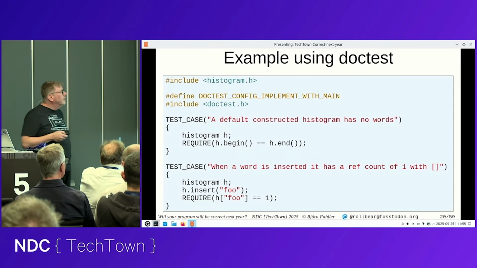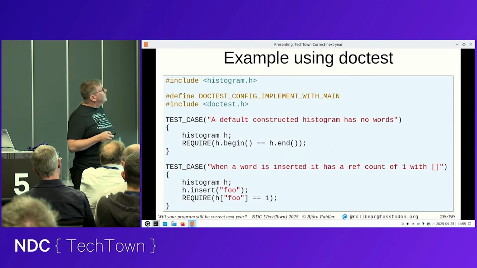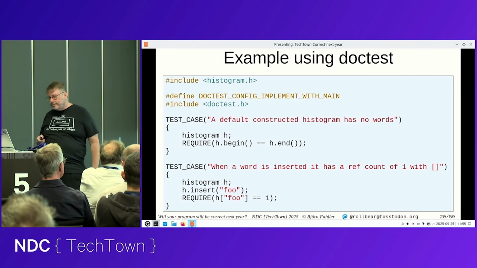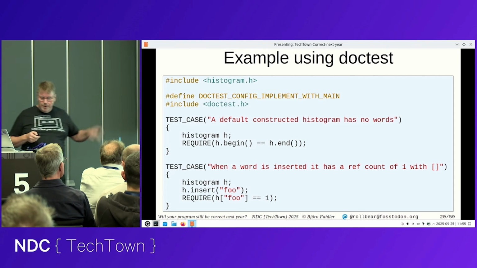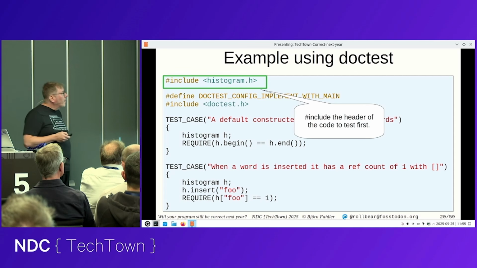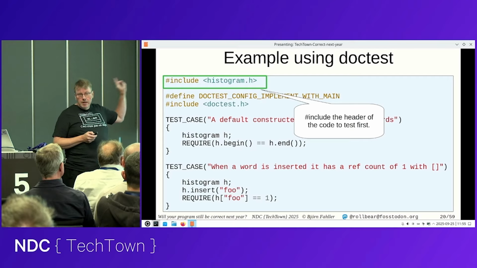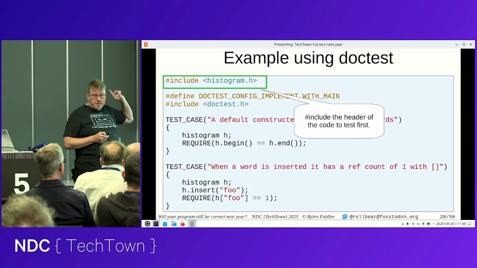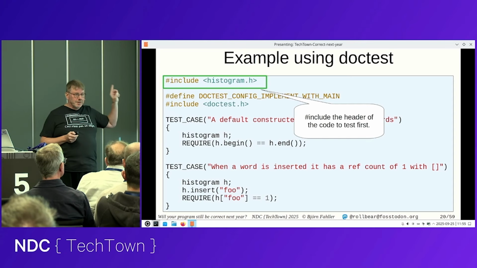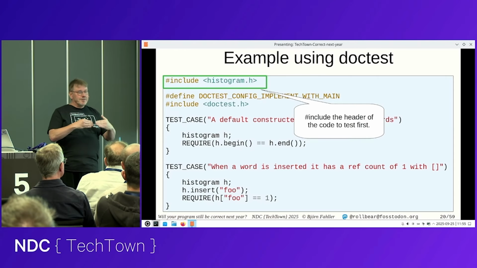So let's improve this. I'm starting with one of those that I showed called doctest. So a word of advice, not absolutely necessary, but in your test sources, start with including the header of the thing you want to test, because this way you are certain that the header stands on its own merits. There are no hidden dependencies that you have forgotten. If you do have that, this won't compile.